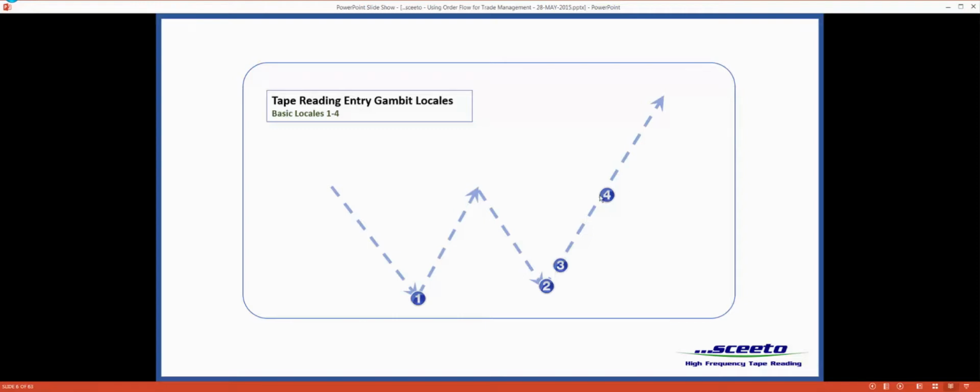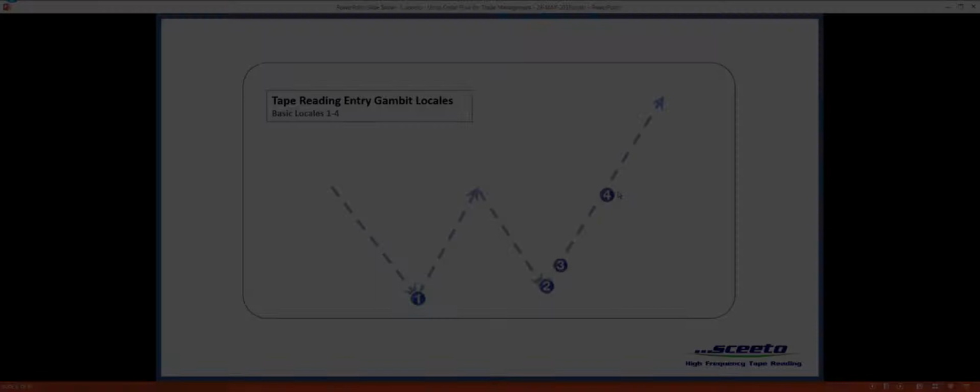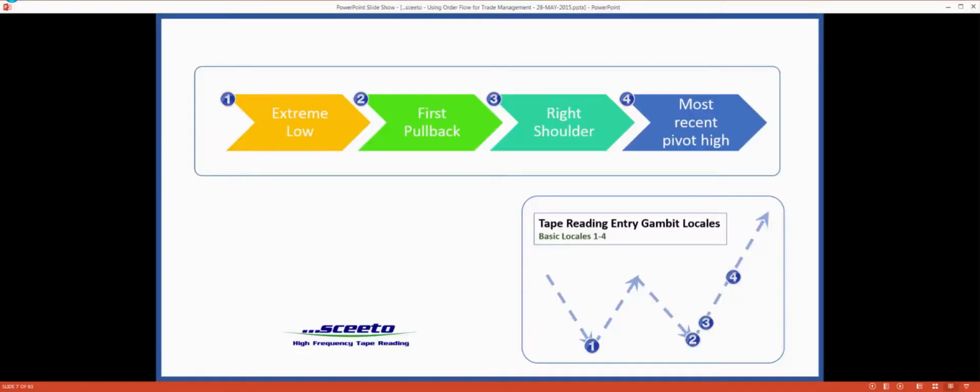This is 4, which is a point over here, similar to the high just preceding the right shoulder, and is a breach point for acceleration. We have some naming conventions here. 1 is the extreme low, that's down here. 2 is the first pullback. 3 is the confirmed right shoulder. 4 is the most recent pivot high, or a match or a breach with the most recent high.